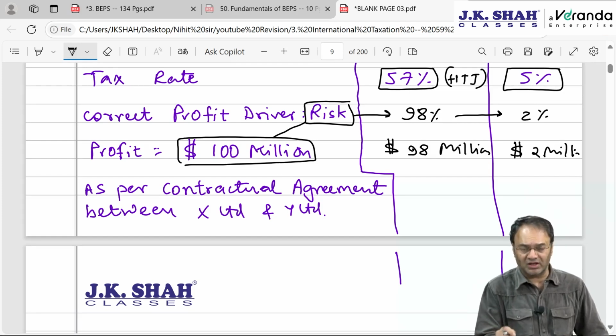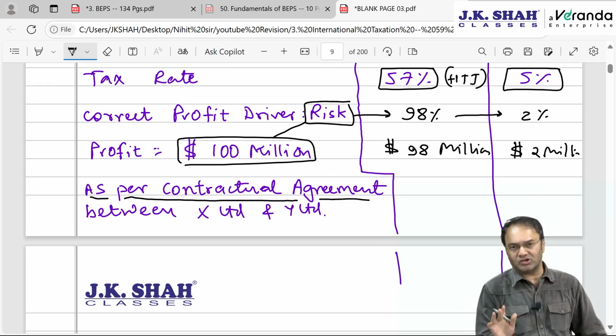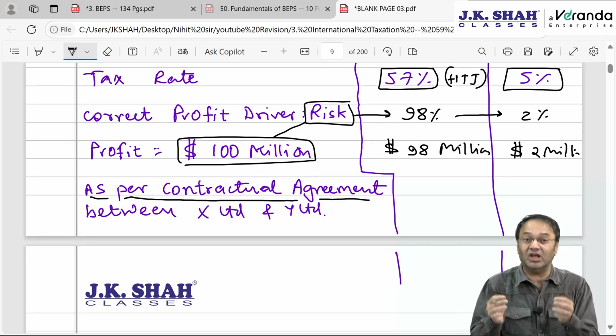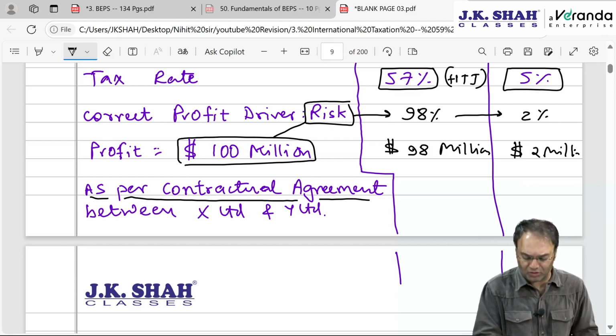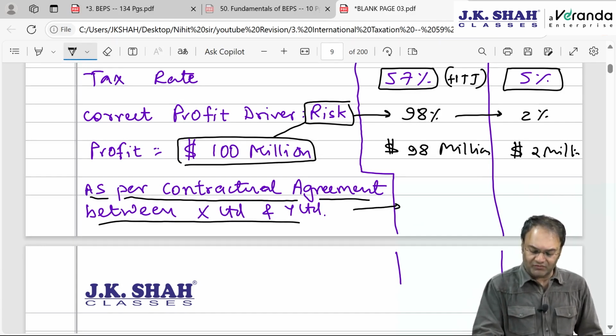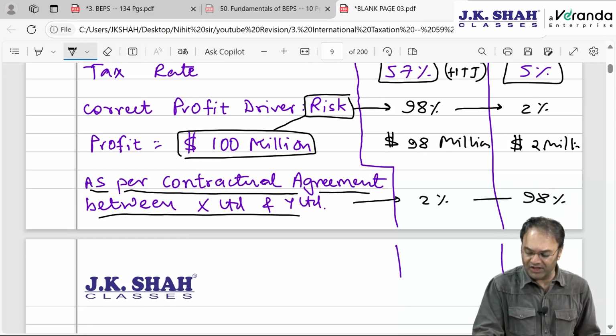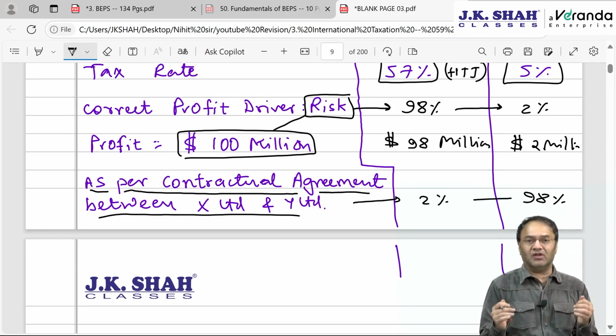However, what these people do is one of two things. Number one, as per their contractual agreement, as in our Indian language we say on paper, between X Limited and Y Limited, they will show that the risk factor, instead of 98% taking place in country X, is only 2% in country X and 98% in country Y. They will change it.